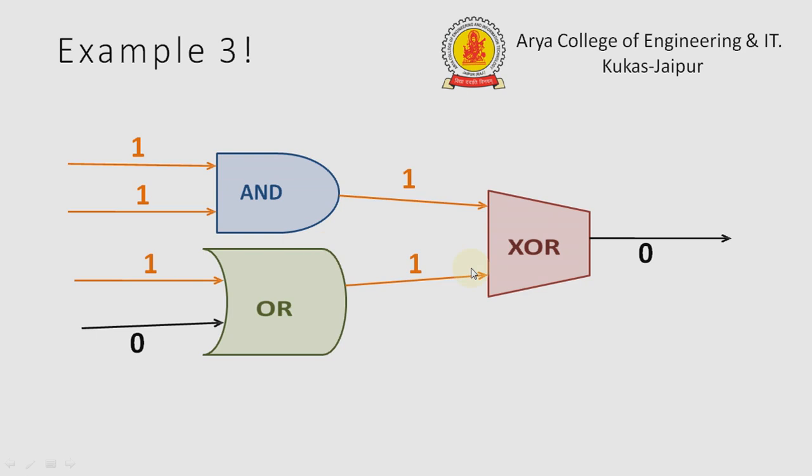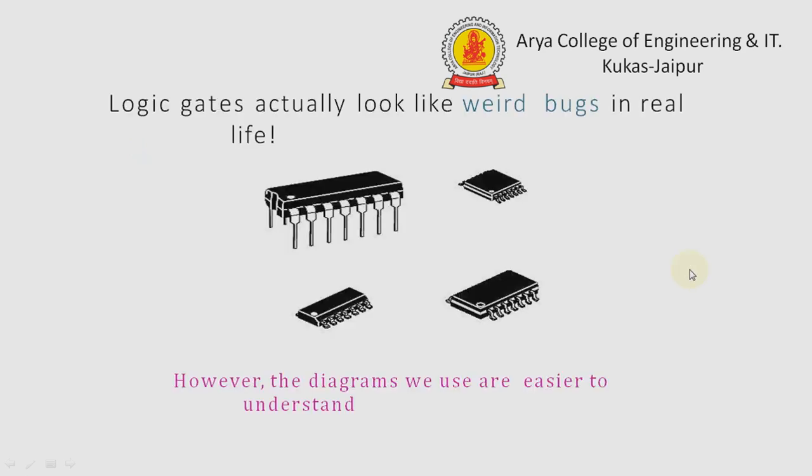Now in this one, 3 gates are connected with each other: an AND gate, an OR gate, and this is an XOR gate. So when both inputs are high for the AND gate, the output is high. When one input is high and another is low for the OR gate, the output is high. But when both inputs are high for the XOR gate, the output is low.